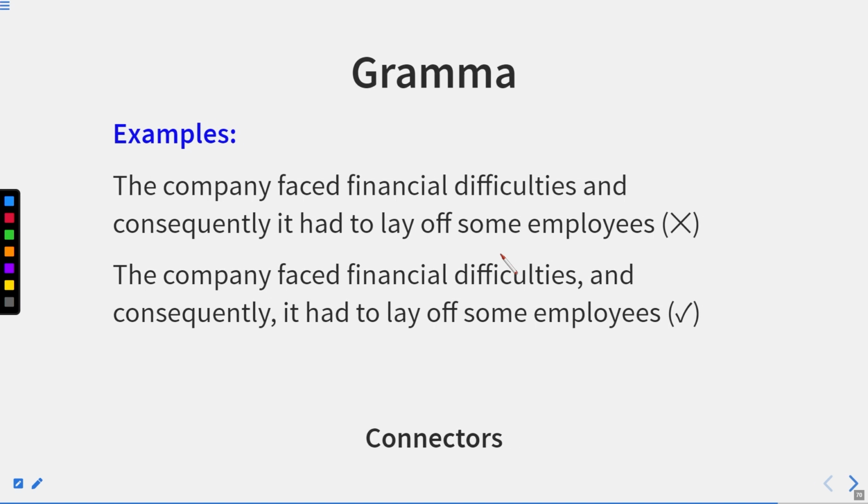For example, the company faced financial difficulties and consequently it had to lay off some employees. Now, in this sentence, you can see that there is no comma at all. This sentence will be incorrect. You are just speaking it directly. But if I see the second one, you can read it like, the company faced financial difficulties, and consequently, it had to lay off some employees. Now, this sentence will be correct and this sentence is not.